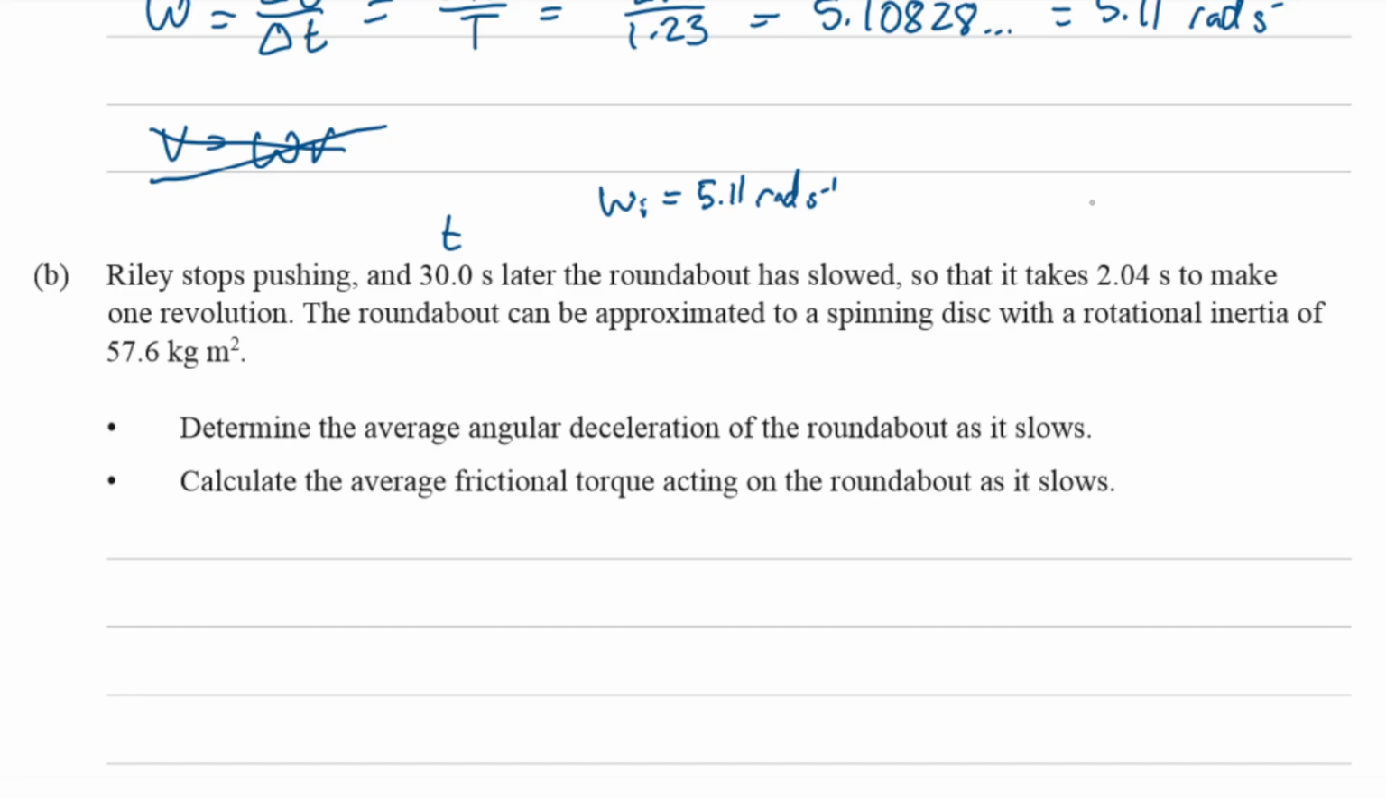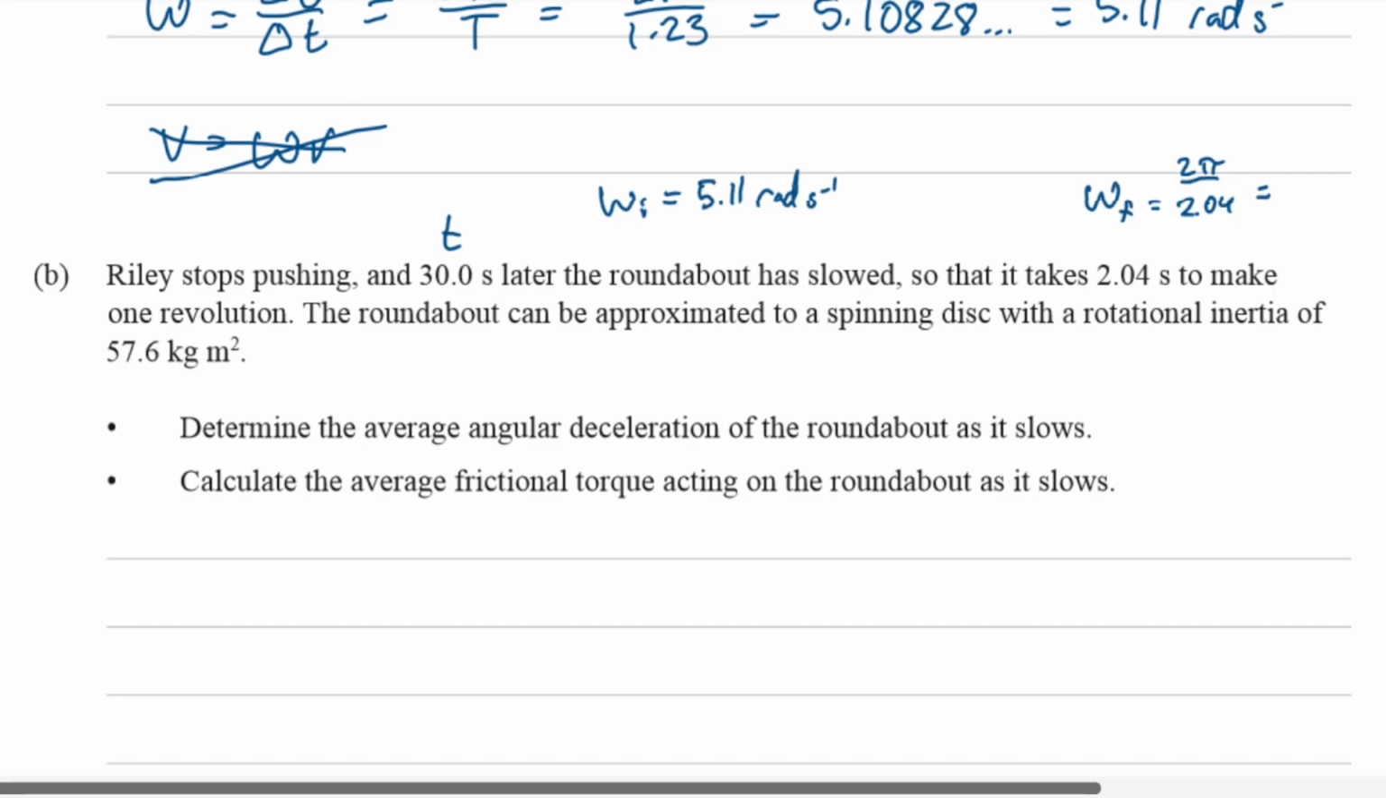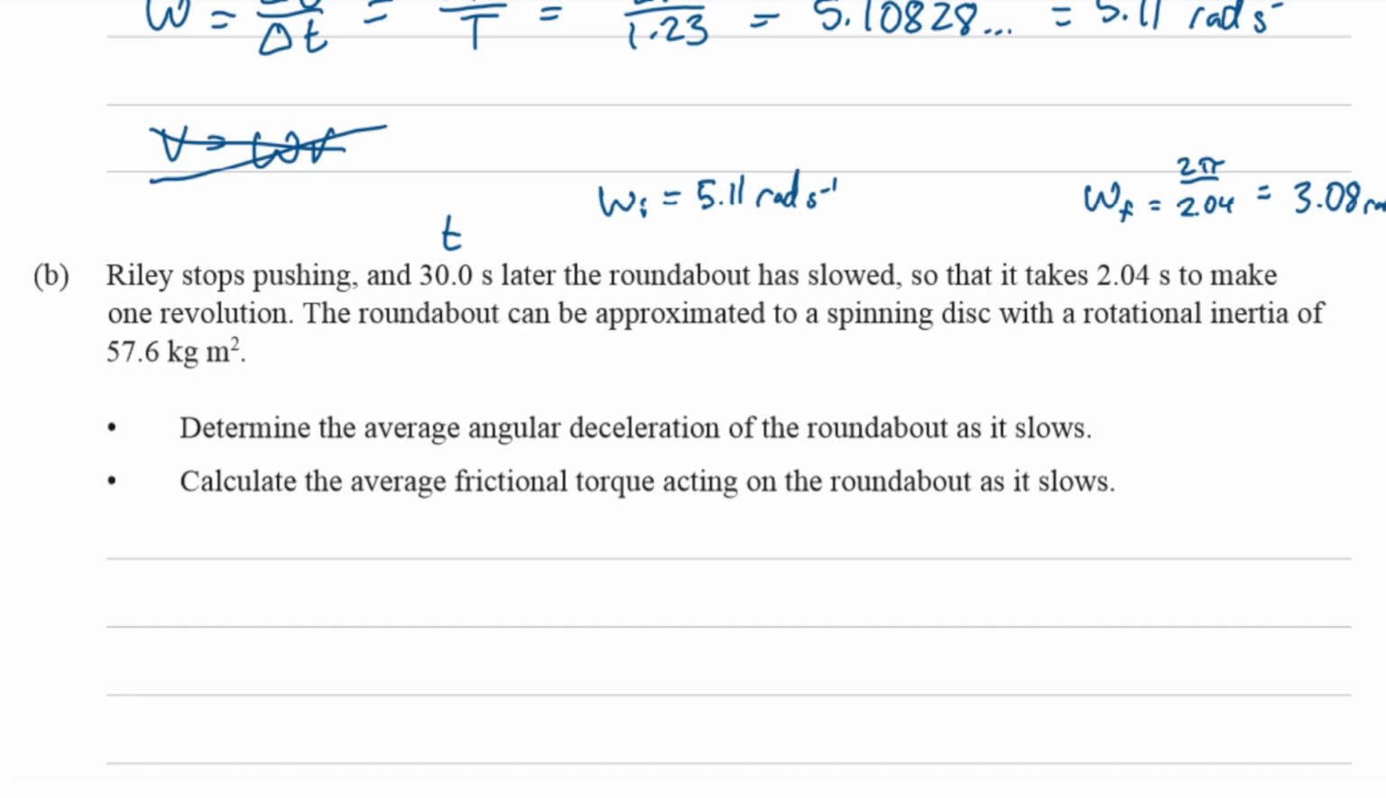And just like in part A, we can work out what that angular velocity is. So 2 pi divided by 2.04 is 3.08 radians per second. Right. One revolution is 2 pi radians in 2.04 seconds, so an angular velocity of 3.08 radians per second. So we can clearly see the final velocity is less than the initial. That's because it has decelerated.